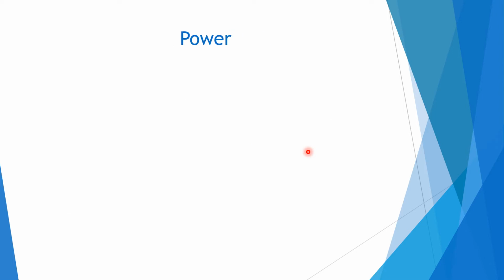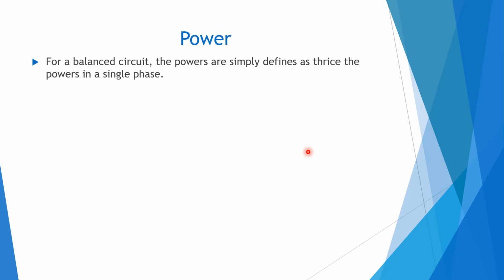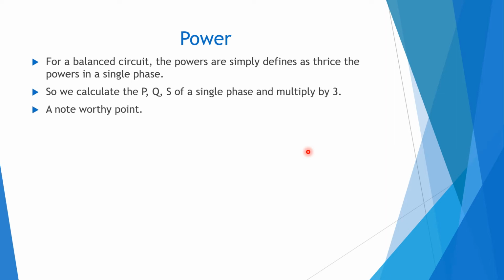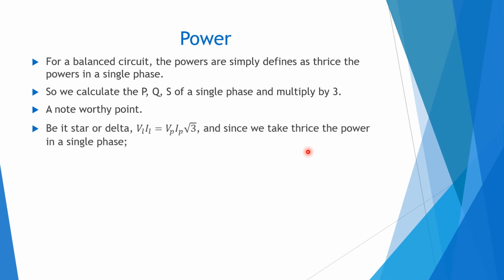Now, what about the power in a three-phase circuit? Power is actually very simple to calculate in a three-phase circuit, and the reason is that you could simply take thrice of the power. So when you calculate S for one phase, you could simply calculate 3 times S and you're done. You have solved the power for the three-phase circuit. There is no very big complication, but here is a noteworthy point. Be it star or delta, VLIL is always VPIP into root 3.